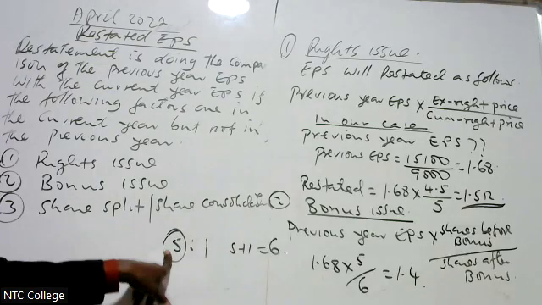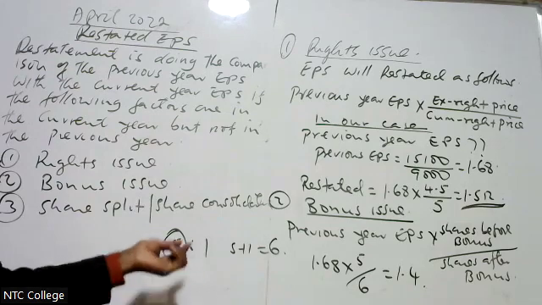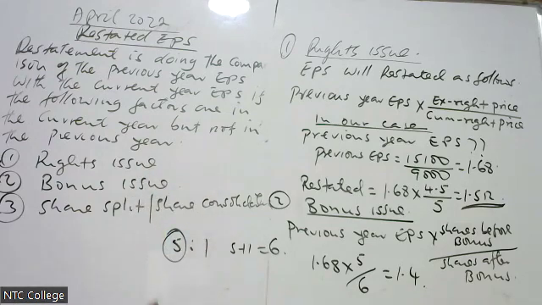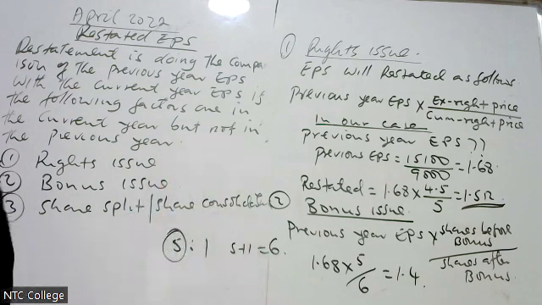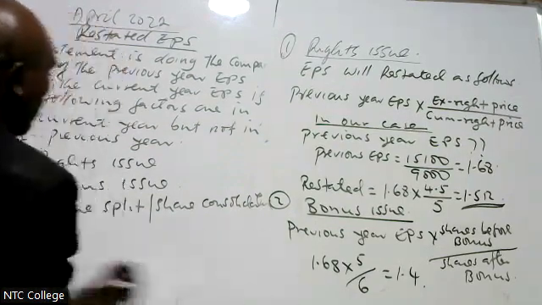Before the bonus, you had 5, and in the bonus, you are getting 1. For every 5, you get 1. It means I had 1 before I get 1. Total shares after the bonus is 6. That is how you restate your EPS if there is a bonus.